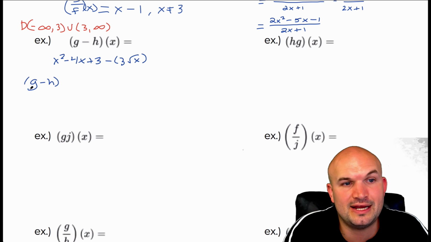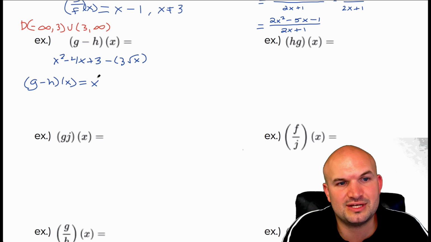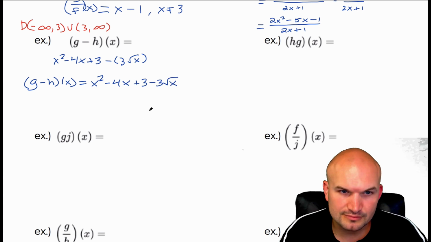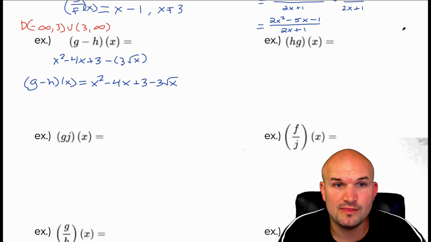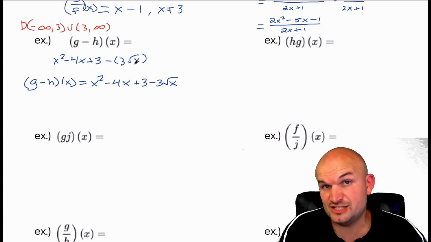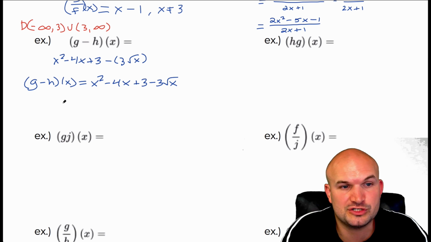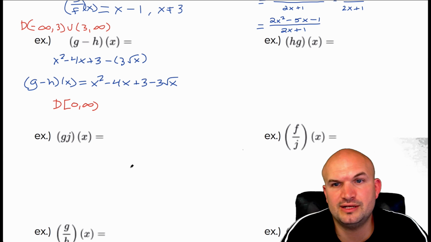Now I just need to go ahead and determine my domain. Just for time purposes, I'm just skimming through writing the correct notation as much as possible. Oops, that's minus, isn't it? Oh, that's plus 3, and then minus 3 square root of x. As far as the domain goes, my h of x function is restricted from 0 to infinity, and my g of x function does not have any restrictions, so therefore my domain is just going to be the original restriction of h of x, which is 0 to infinity.